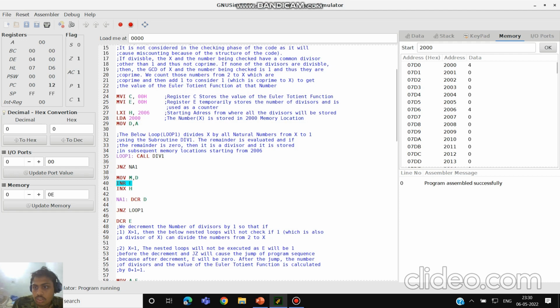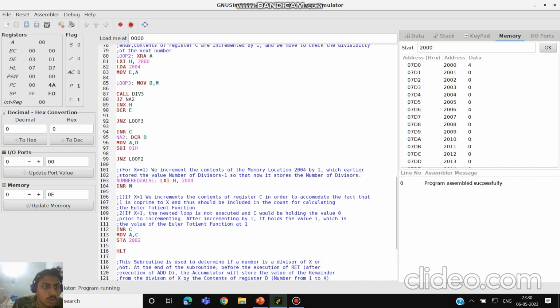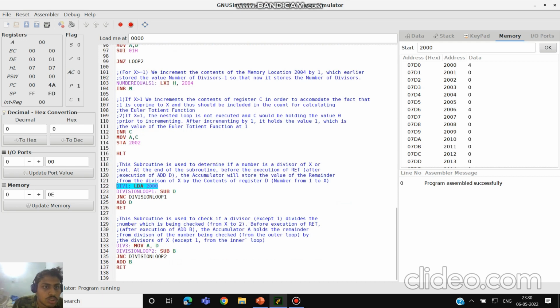the value of D, that is the divisor, is moved to M, and as you can see, 2006 now holds the value 4. We increment the counter by 1, we increment the memory location, the memory pointer, by 1, and then we decrement D again to get the next divisor. So we again jump back to our loop, call the divisor function again. Now as you would notice, D has changed to 3.